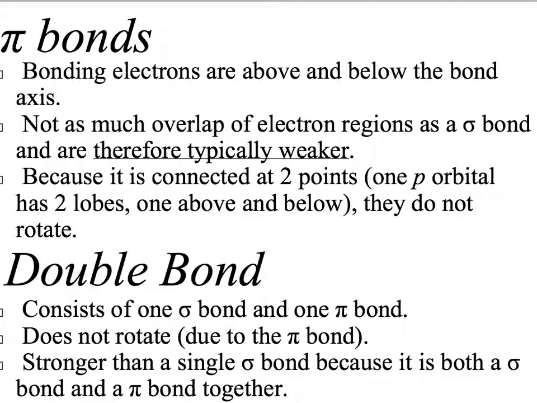So what about pi bonds? Those bonding electrons are above and below the bond axis. There's not quite as much overlap of electron regions as a sigma bond, so therefore they're typically weaker. Because it's connected at 2 points, remember 1 p orbital has 2 lobes, one above and one below the axis. They do not rotate. And a double bond is going to consist of 1 sigma bond and 1 pi bond. It does not rotate due to the pi bond, and it's stronger than a single sigma bond because it's both a sigma bond and a pi bond together.